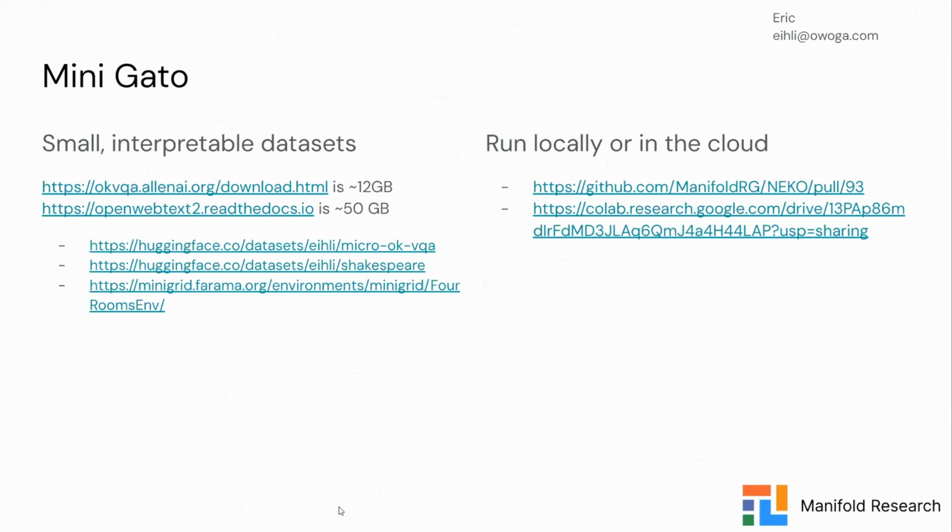So where small data sets didn't exist, I'm trying to create those, which is simply taking a data set like the OKVQA data set from Allen AI that's 12 gig, slicing off 100 or so samples and uploading that to Hugging Face so it's easy for a Colab notebook to just download that data set in a few seconds. Along with the minimal dependencies, you don't want to wait for a really long pip install. So that's the goal of Minigato.